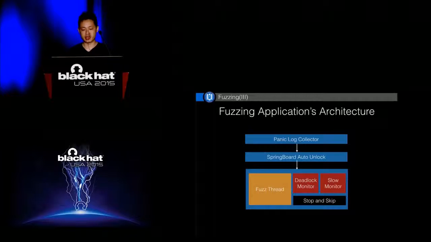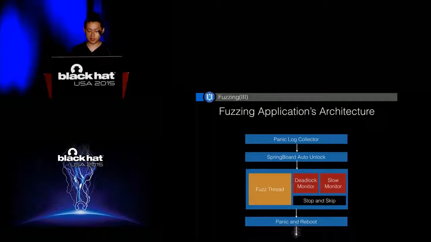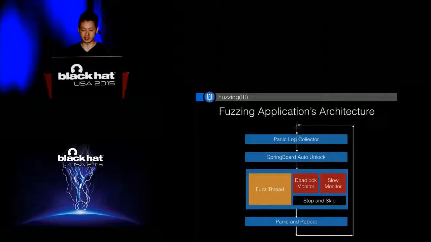Here is our fuzzing application's architecture. It is based on an iOS launch daemon, so it can be invoked by the OS on device boot. It first includes the panic log collector, which collects the panic log with the corresponding fuzzing parameter. Then the SpringBoard auto unlock unlocks the device automatically when the device boots. The deadlock monitor and slow monitor are used to improve the fuzzing activity. And the whole system can run without human interaction.